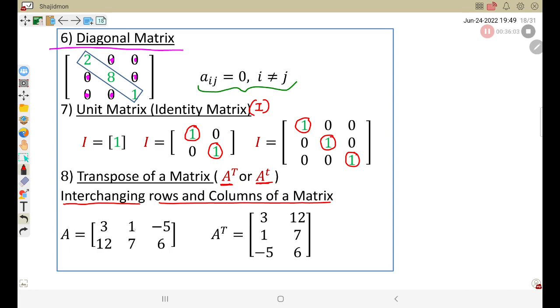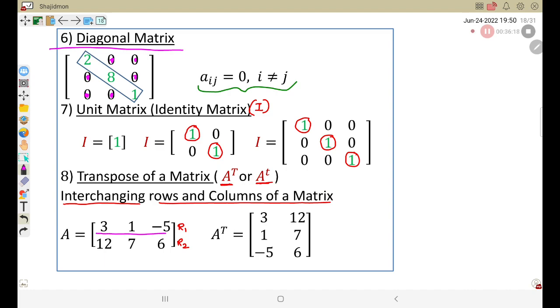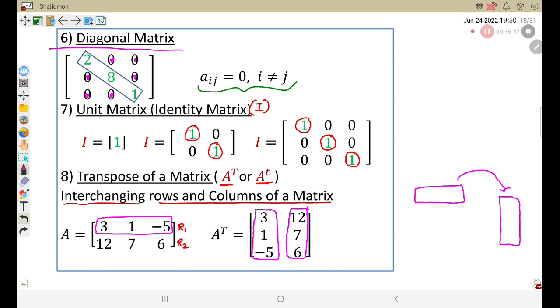For example, A equals the matrix 3, 1, minus 5, 12, 7, 6. How many rows are there? This is row 1, this is row 2, correct? Two rows and three columns. Now, for the transpose, we write the first row as the first column, like this: 3, 1, minus 5. The second row we write as the second column here: 12, 7, 6. Whatever rows we have, we write them column-wise. That is the meaning of transpose of a matrix, interchanging rows and columns. The original matrix is A, and A written column-wise we call the A transpose matrix.